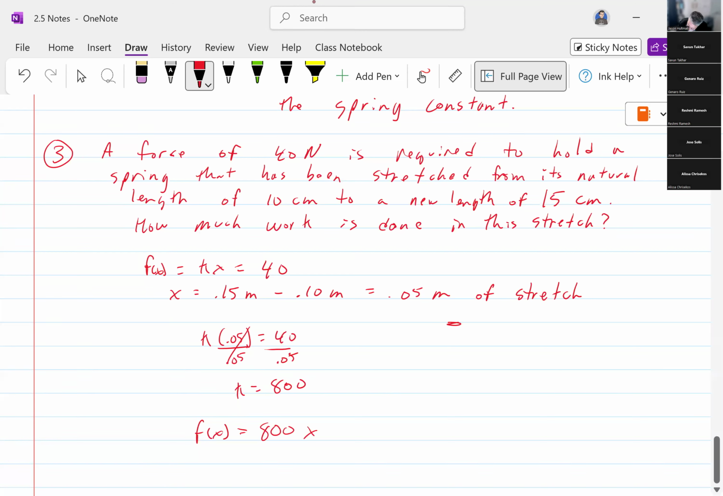So if we had a little diagram here, it would look like this. We'd have this spring, its natural length is 10 centimeters. When we stretch it, it goes to 15 centimeters, which is an extra 5 centimeters of stretch.